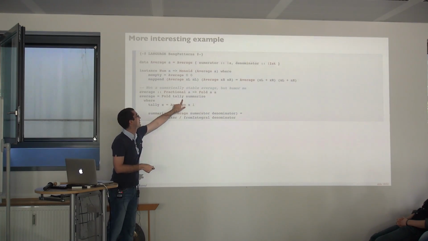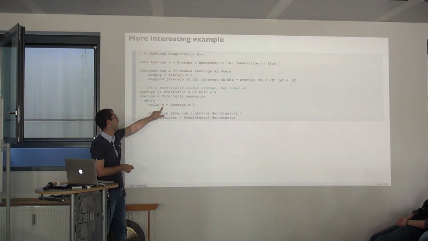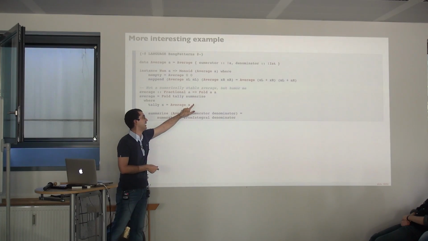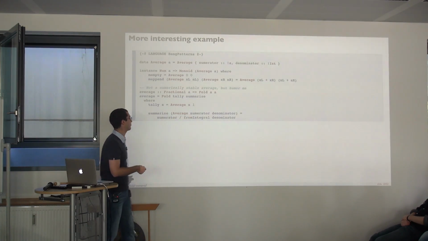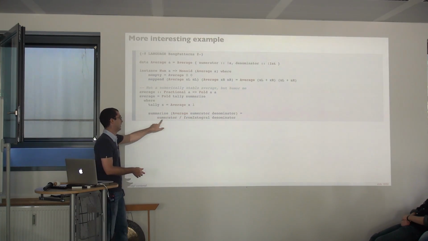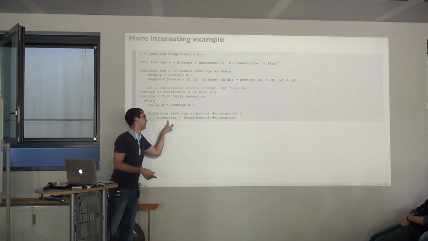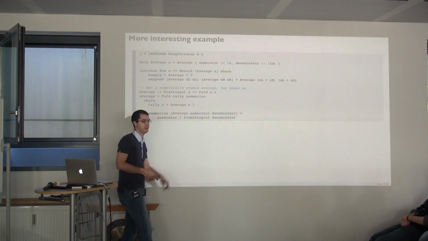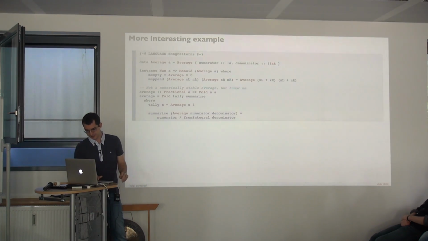So our tally function will take each input value, named x in this case, and we'll just wrap it in an average data type where x is the numerator and 1 is the denominator. And then we'll add up all the averages, and then at the end we unpack our average and just say it's the numerator divided by the denominator, using fromIntegral because the denominator is an integer.